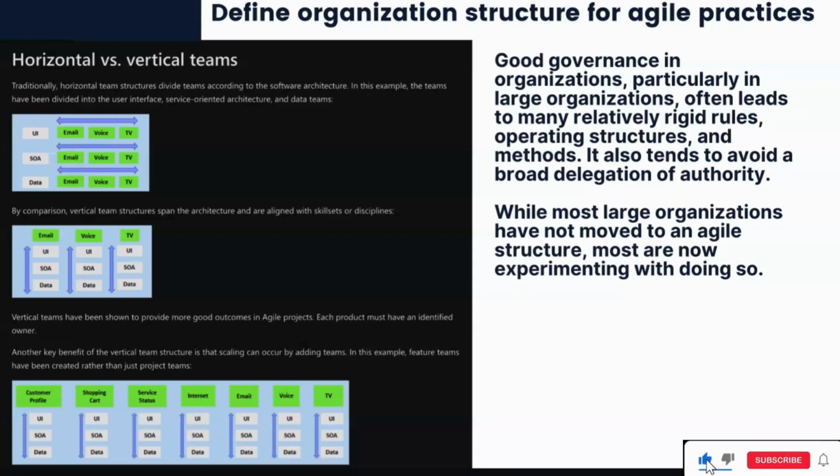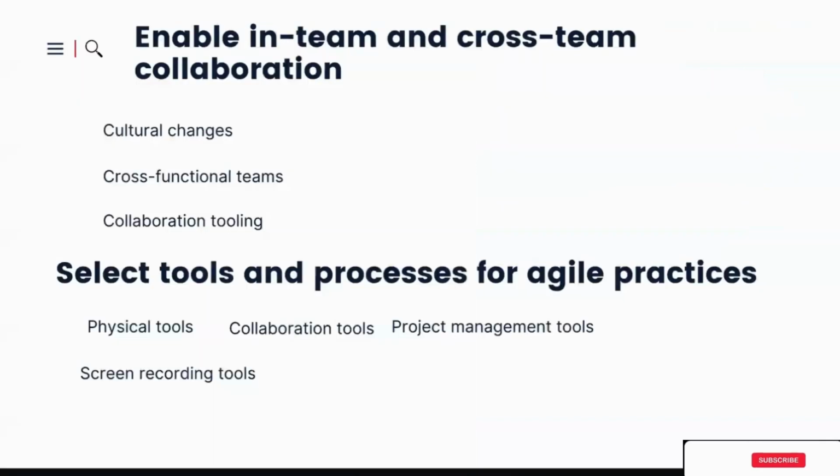Vertical teams have been shown to provide better outcomes in agile projects. Each project must have an identified owner. Another key benefit of the vertical team structure is that scaling can occur by adding teams. In this example, feature teams have been created rather than just project teams: customer profile UI, SOA, data; shopping cart UI, SOA, data. This is an example.